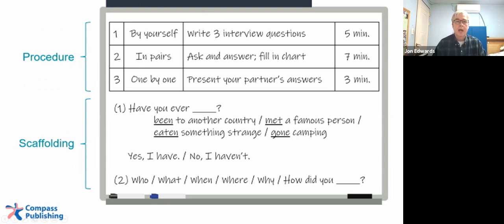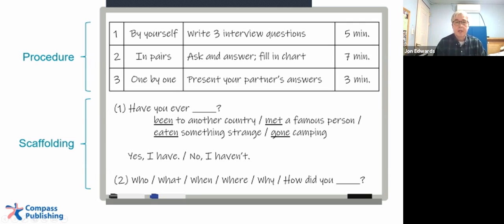Here is an example of what your board might look like during a pair work activity. You could have the procedure at the top of your board. So make a little chart showing each of the 3 steps. In step 1, they're going to be doing it by themselves. The point here is to write 3 interview questions, and I'm giving you 5 minutes to do it. So there's a clear outcome that you're expecting from them: 3 questions, and a clear time limit as well.